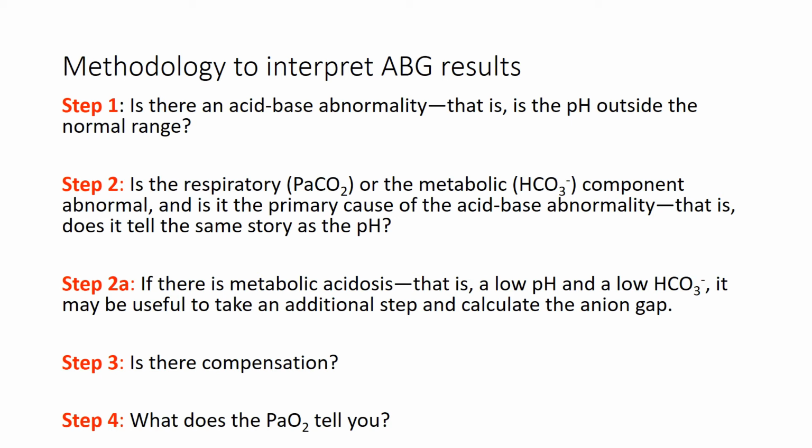Step 4, what does the arterial pressure of oxygen tell you? Is it type 1 or type 2 respiratory failure? Now, the arterial pressure of oxygen, as we said earlier, does not affect the acid-base balance, which just tells you whether the patient's hypoxic and if they've got respiratory type 1 or 2 failure.